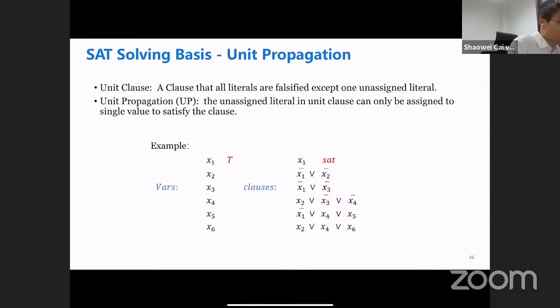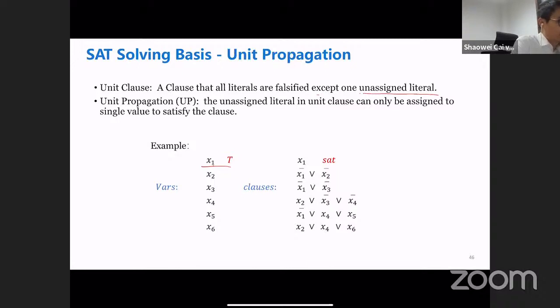A special case of resolution is unit propagation. This is a standard technique in today's SAT solvers. A unit clause is one where all literals are falsified except one unassigned literal. So unit propagation says that for the unit clause, this literal must be assigned true to satisfy the clause. Otherwise, the formula is unsat. Otherwise, the assignment cannot satisfy the formula, right?